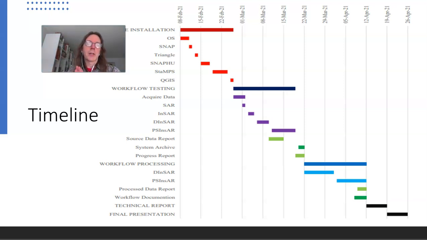Overall, the project's timeline remained as initially conceived, with only minor alterations made to increase the amount of time allotted and needed for DInSAR and PSInSAR workflows.